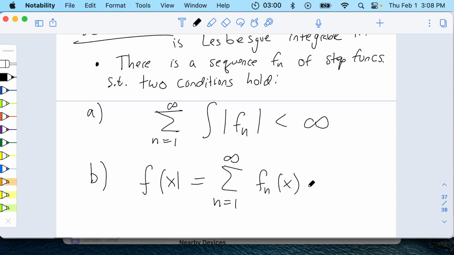So we make the sequence of functions fn, and they're all step functions. This is important. The function f can be any old function doing all sorts of things. The fn's have to be step functions. They have to be defined on intervals. And f can be written as the sum of the fn's.